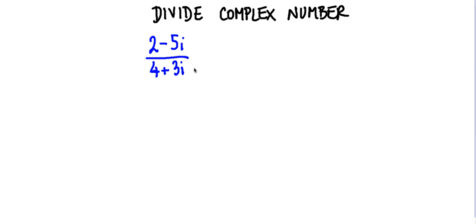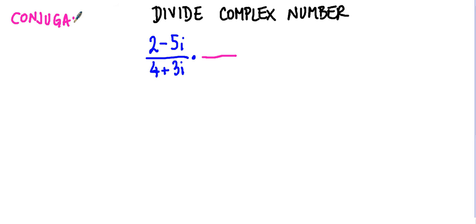In this video I will show you how to divide complex numbers. Now, when you have a fraction like this with an imaginary number in the bottom, you must get rid of that imaginary number, and to do that we're going to multiply the whole fraction by something called the conjugate.